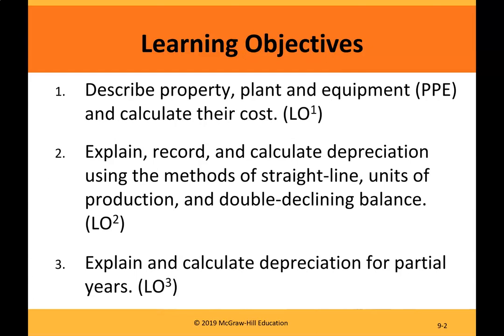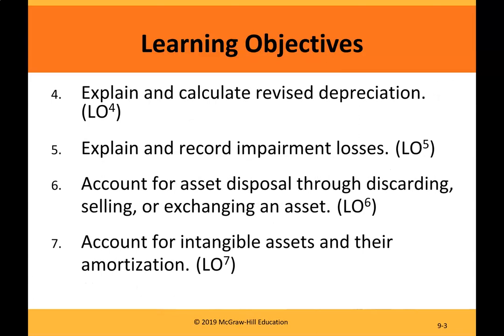And for our purposes, we're just going to focus on straight line. 3. Explain and calculate depreciation for partial years. 4. Explain and calculate revised depreciation. 5. Explain and record impairment losses. We won't be doing that this class. 6. Account for asset disposal through discarding, selling, or exchanging an asset. So for our purposes, we'll be focusing on selling.